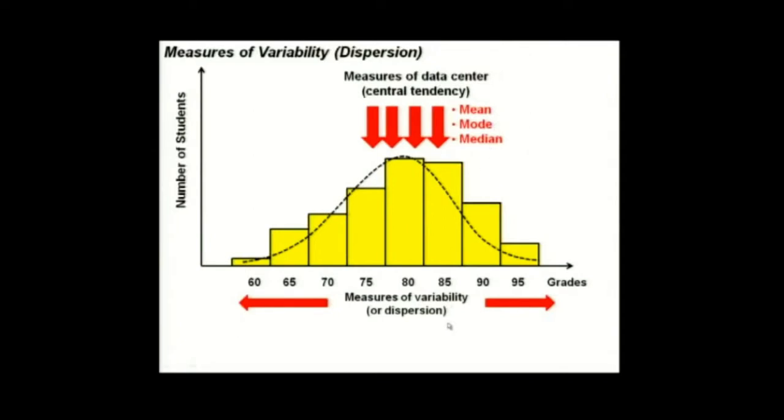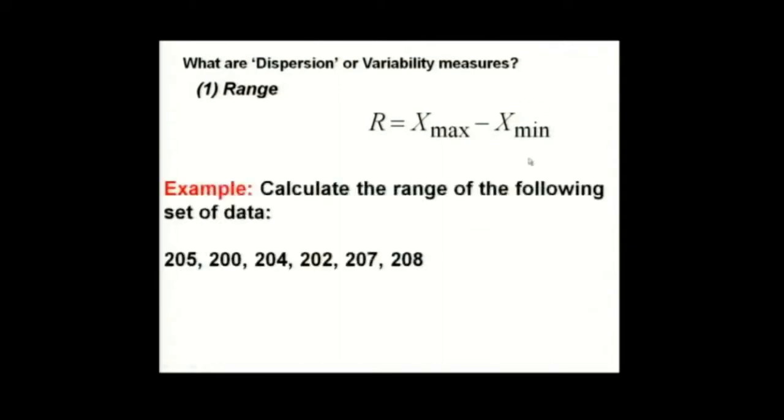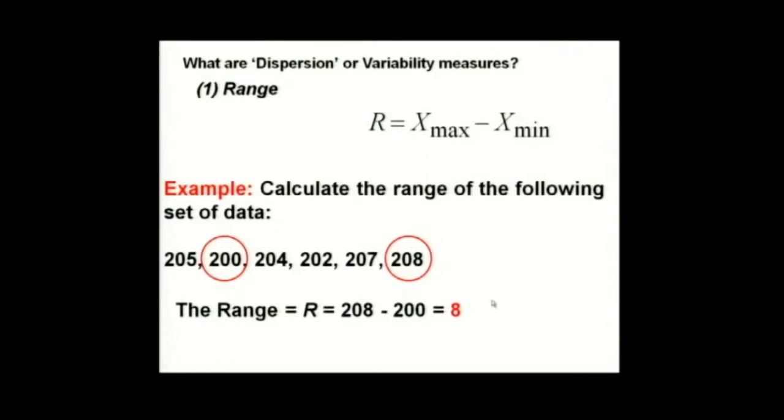Now we move to the measures of dispersion or variability. These are the range, the standard deviation, and the variance. The most common measure of dispersion or variability is the range, which most of us are familiar with. The range is simply the maximum value minus the minimum value. So if we have a set of data like this one, we see that the largest number is 208, the smallest one is 200, and that means that the range is 208 minus 200, or 8.